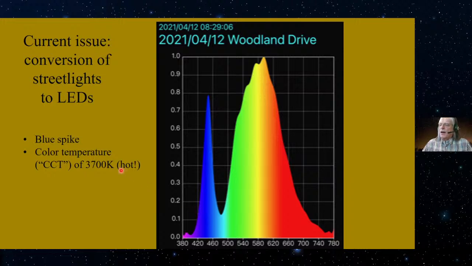And this has a high, what we call a color temperature. If you're a photographer, you might be somewhat familiar with that term. And astronomy-wise, this is actually like the temperature of the surface of a star. A temperature of the spectrum of a star of 3700 Kelvin, which is a medium, cool, warm star, would have a spectrum a lot like this. It wouldn't have the blue spike though. And so this blue spike is not a good thing.